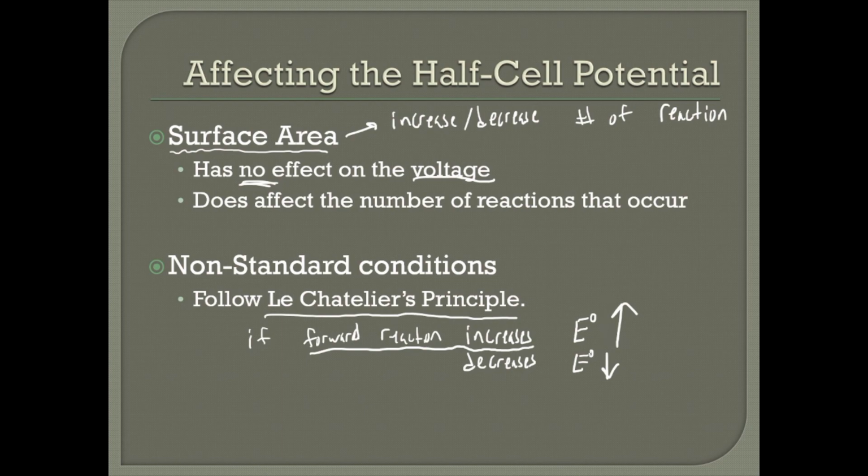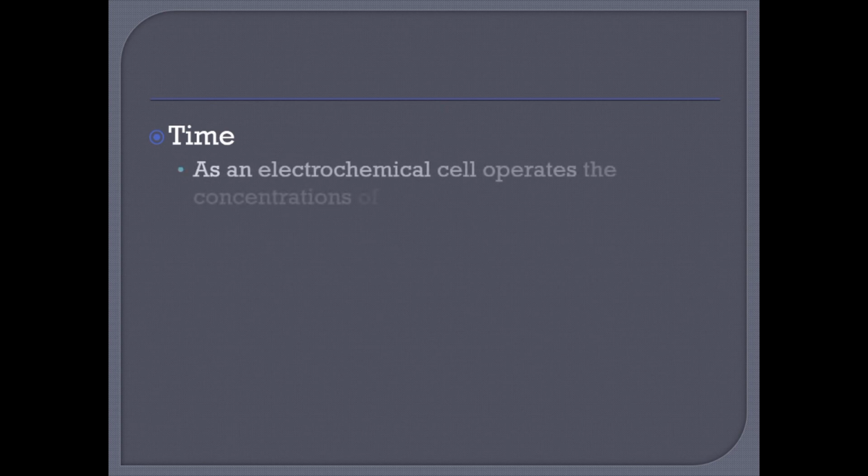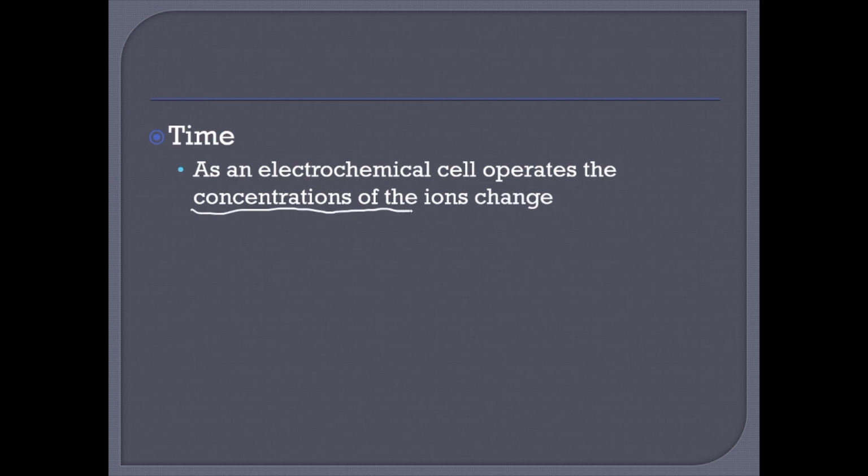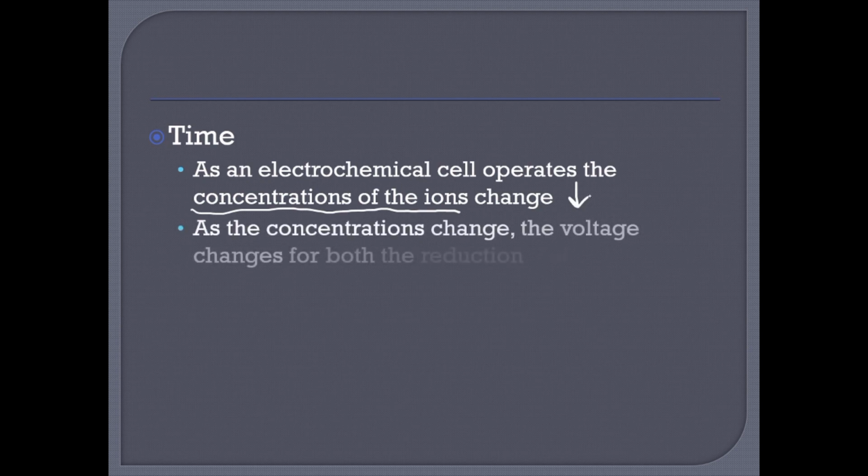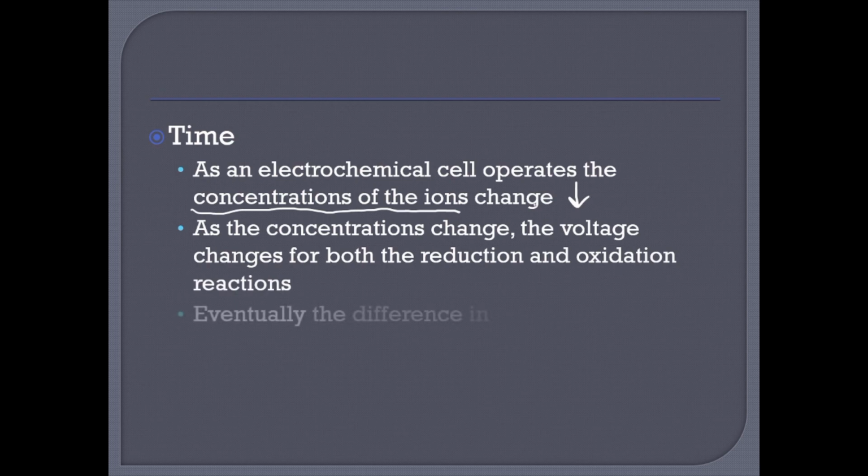Okay? Now, one thing that's really interesting, and this is something that you have probably encountered but haven't really thought about, is that as you use an electrochemical cell, as you use a battery, as the battery continues to operate, the concentrations of the ions present will change. And generally speaking, the concentrations will go down. And as the concentrations of your reactants go down, Le Chatelier's principle says that the forward reaction will occur less frequently. As the forward reaction occurs less frequently, the voltage will actually decrease.